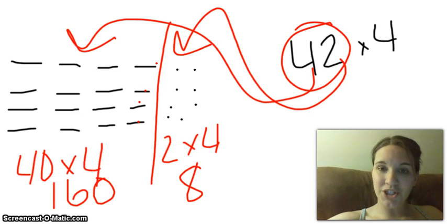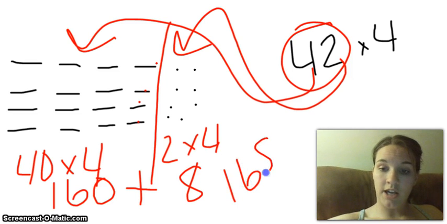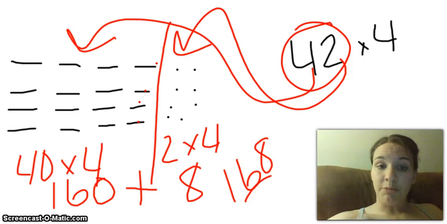So I took 42, I split it into its tens and ones, because I could do both of those problems mentally in my head, but now I have to put both of those partial products back together. So I could say 160 plus 8 is going to give me 168. So I could say that the product of 42 and 4 is 168.